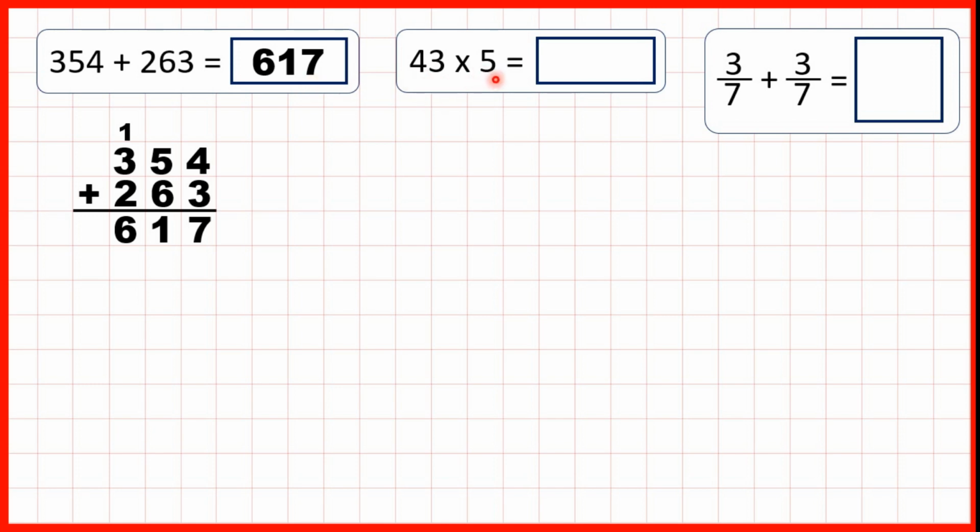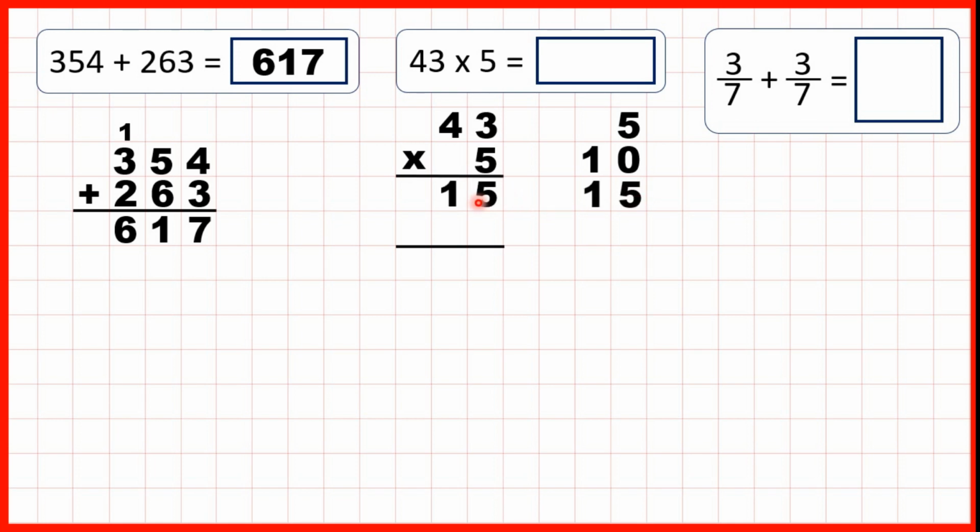43 times 5. So we can set this out as a column multiplication. 3 times 5 is 15. If we don't know that, we can count 5, 10, the third one is 15. Then we need to multiply this 4 in our tens by 5. But because it's in our tens, we need to write a 0 in our ones. Now 4 times 5, so the fourth multiple of 5 is 20. Now we add up our answer lines, and our answer is 215.